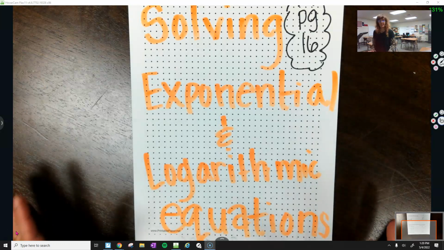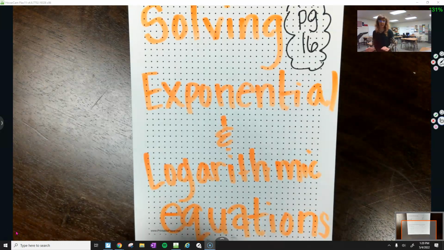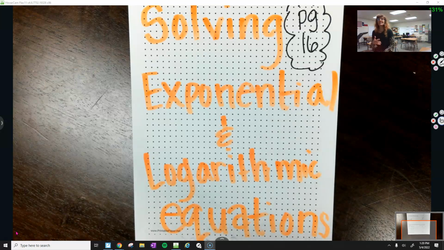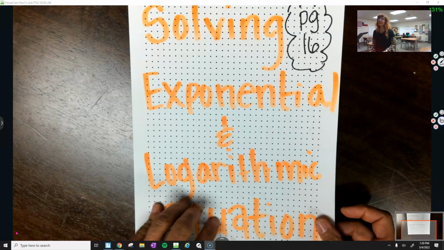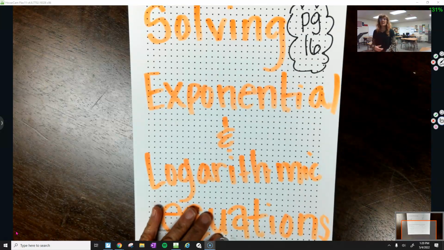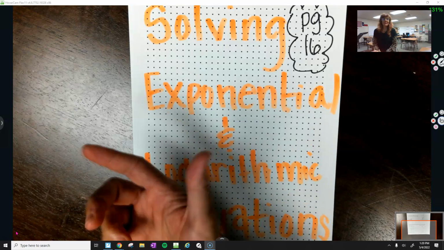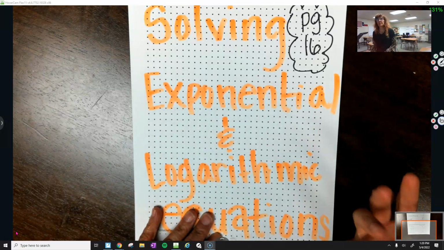Okay guys, this is page 16 in your packet. I'm going to go over all those problems, and this is the last thing that's going to be on your quiz. It is solving exponential and logarithmic functions. Remember, page 16. I'm going to go a little bit quicker than I do in class, because if you need to get caught up, remember, you can always pause.